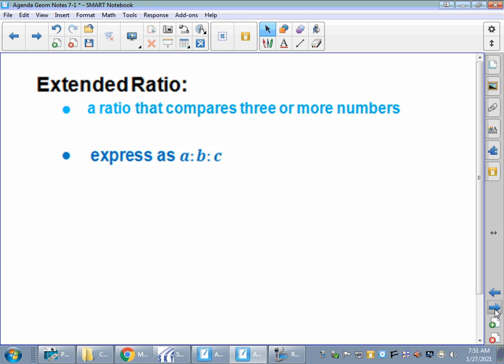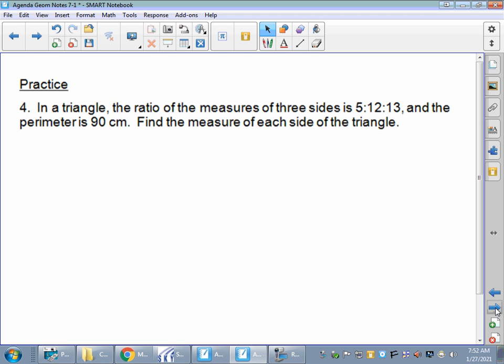So this is really helpful when we talk about something like a triangle, right? Because how many sides does a triangle have? How many angles does a triangle have? 3. That's an extended ratio. So in a triangle, the ratio of the measures of the 3 sides is 5 to 12 to 13. The perimeter is 90 centimeters. Find the measure of each side of the triangle.